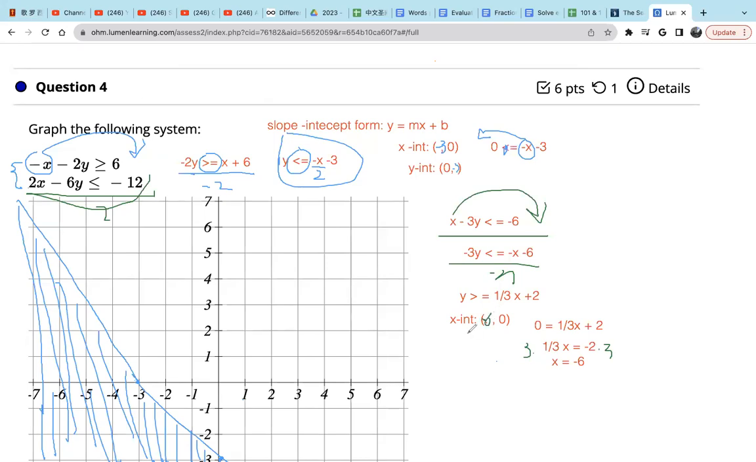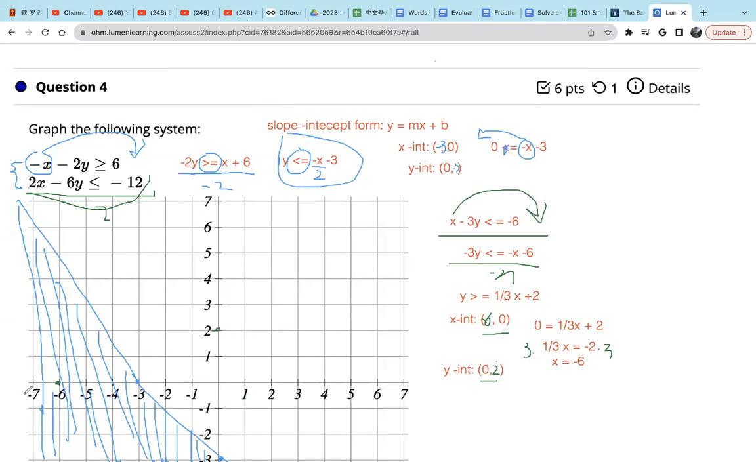Similarly, we find the y-intercept. So y-intercept means x value is 0. We need to find the corresponding y. If x is 0, 1/3 times 0 will be 0. So this one is easier. Y just equals 2. So let's draw these 2 points: -6, 0, and 0, 2. -6 and 0, -6 is here. Y value is 0. 0 and 2, x value is 0, y value is 2, is here.